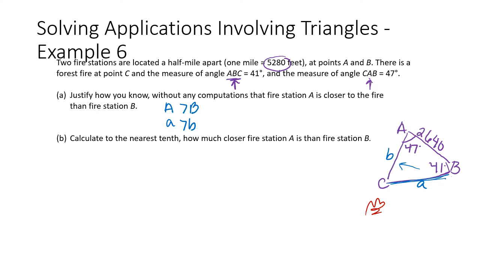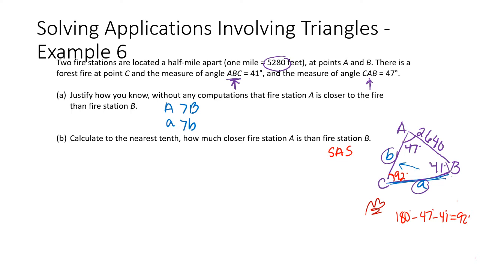All right, so now it wants us to calculate to the nearest tenth how much closer station A is to station B. So that means I need to figure out what these lengths are to be able to figure out how much closer it is. All right, we have a side angle side triangle, which tells us we can do the law of sines. So in order to do the law of sines, I need this last angle. So I know that 180 degrees minus 47 minus 41 leaves us with 92 degrees. So I know that angle C is 92 degrees. So I can figure out the remaining sides by using the law of sines.